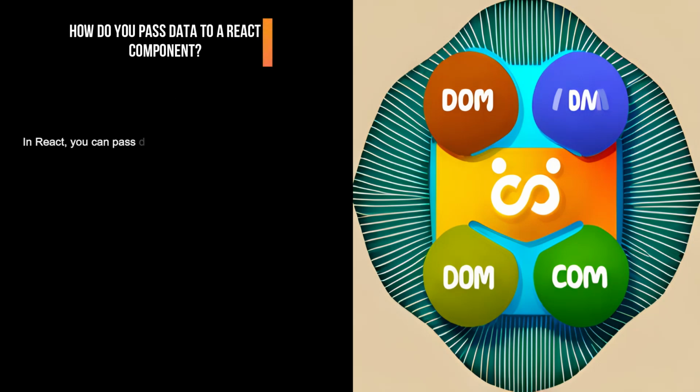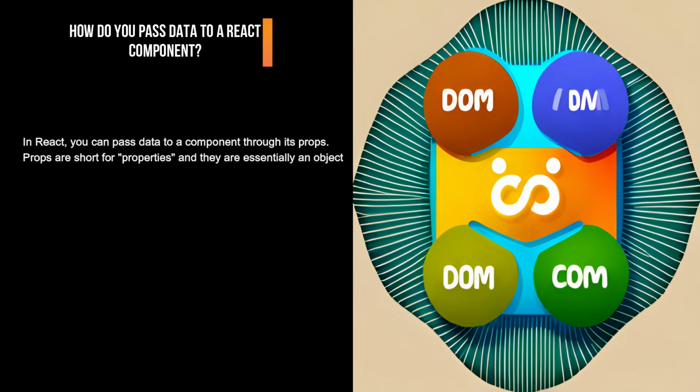How do you pass data to a React component? In React, you can pass data to a component through its props. Props are short for properties, and they are essentially an object of key-value pairs that get passed as an argument to the component.